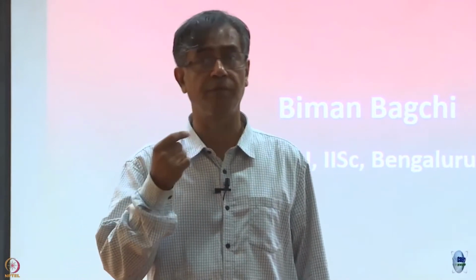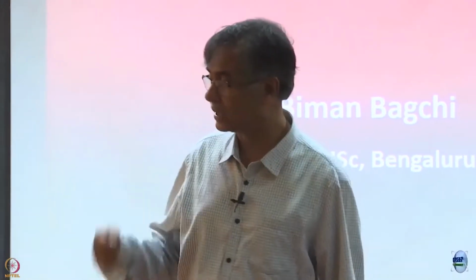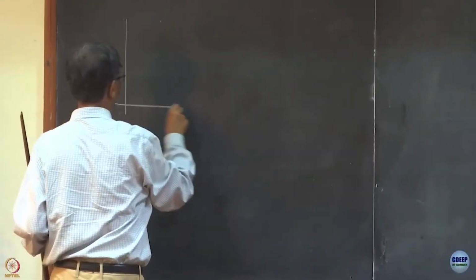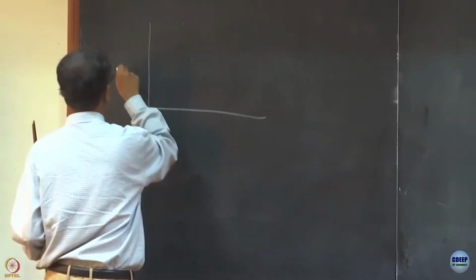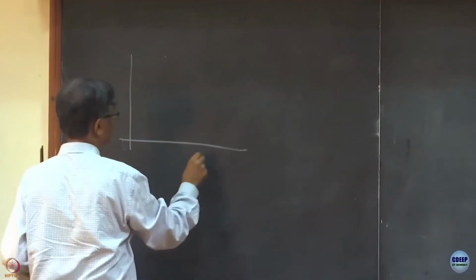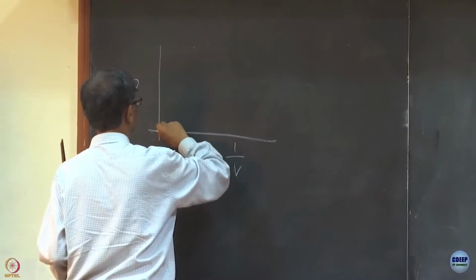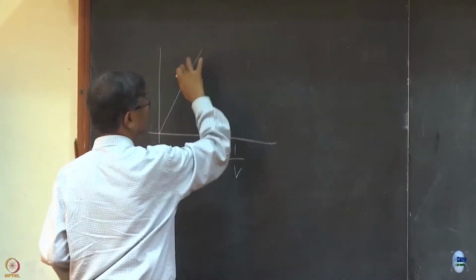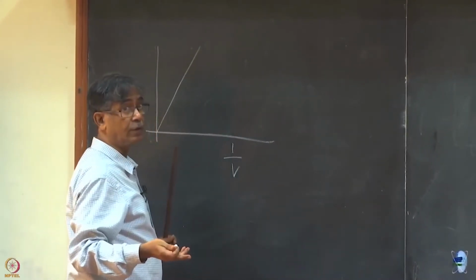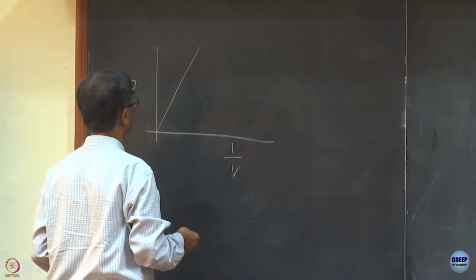You plot P against V, or 1 over V, it just never shows any bend. Like if I plot P against 1 over V, then remember it is a straight line, that is how it goes, okay. That is where the universal gas constant was found out.